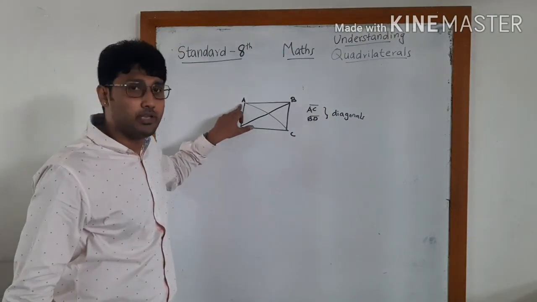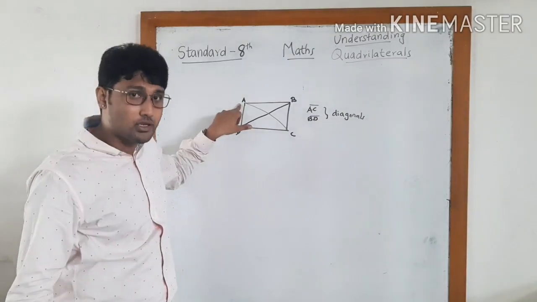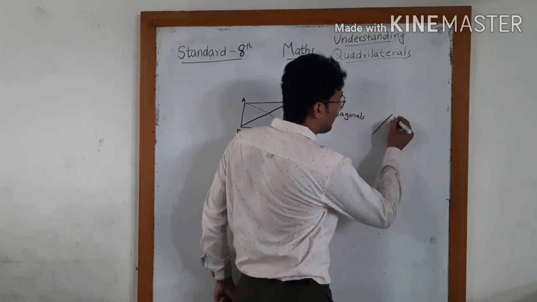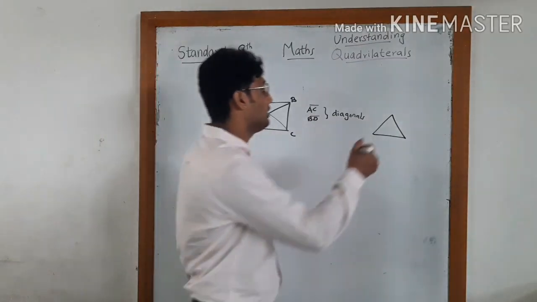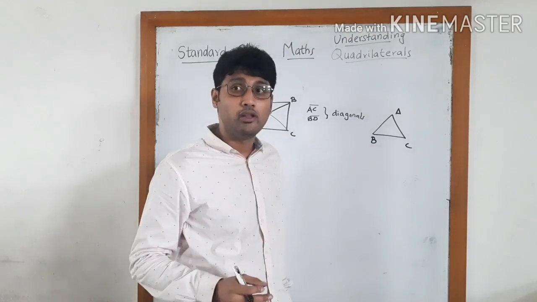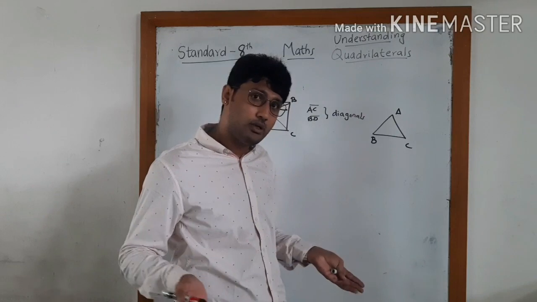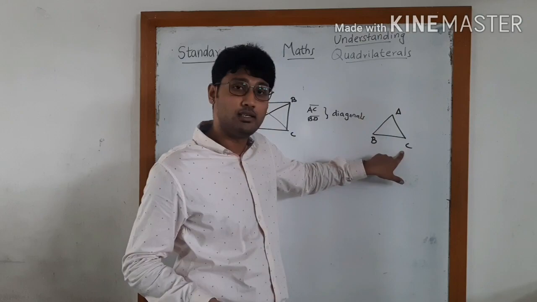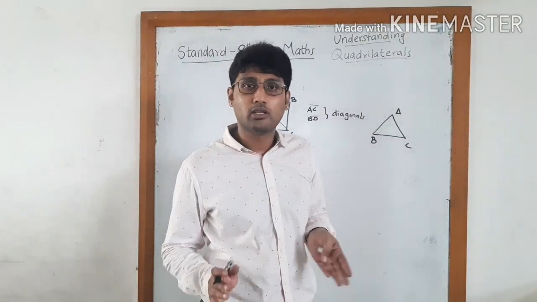So a line segment which we get by joining the non-adjacent vertices of a polygon is called a diagonal. So is it possible that a triangle has a diagonal? Can a triangle have a diagonal? Because by definition we have to join the non-adjacent vertices. But if you see the triangle, all the vertices are adjacent to each other. B and C are adjacent to A. B is adjacent to A and C. C is adjacent to A and B. So in a triangle, diagonals are not possible.